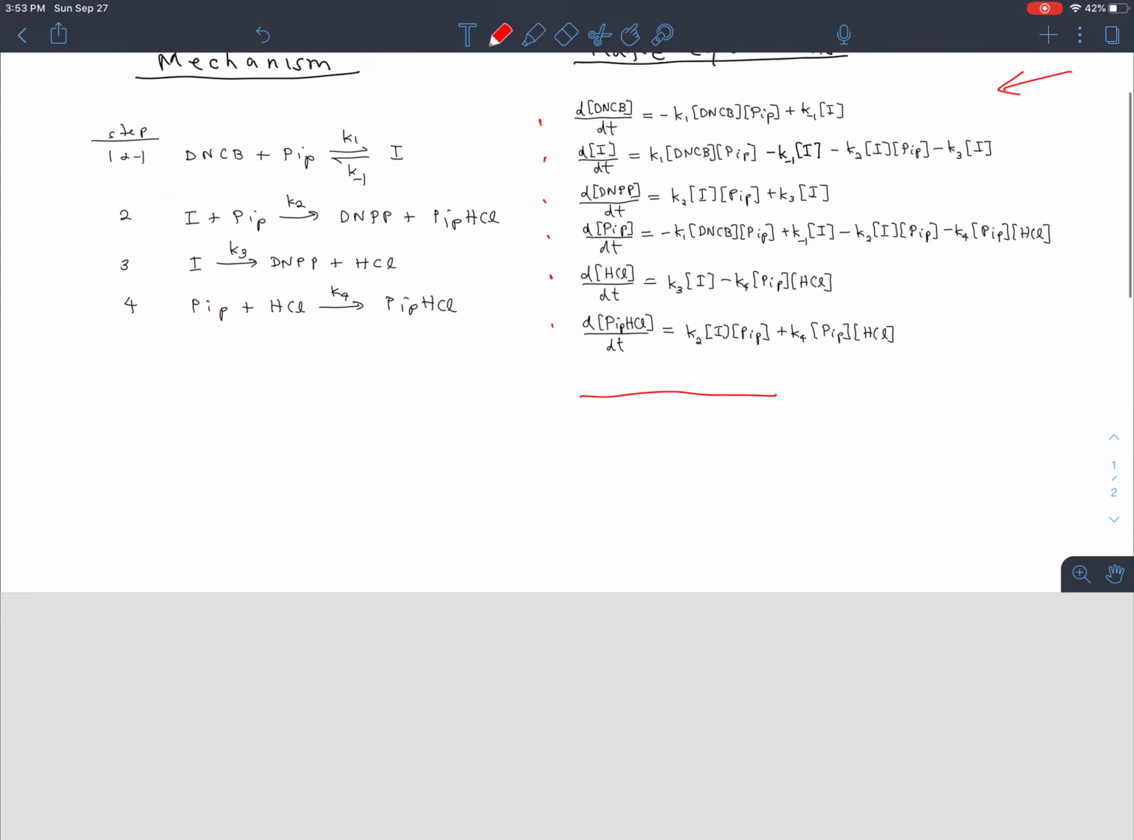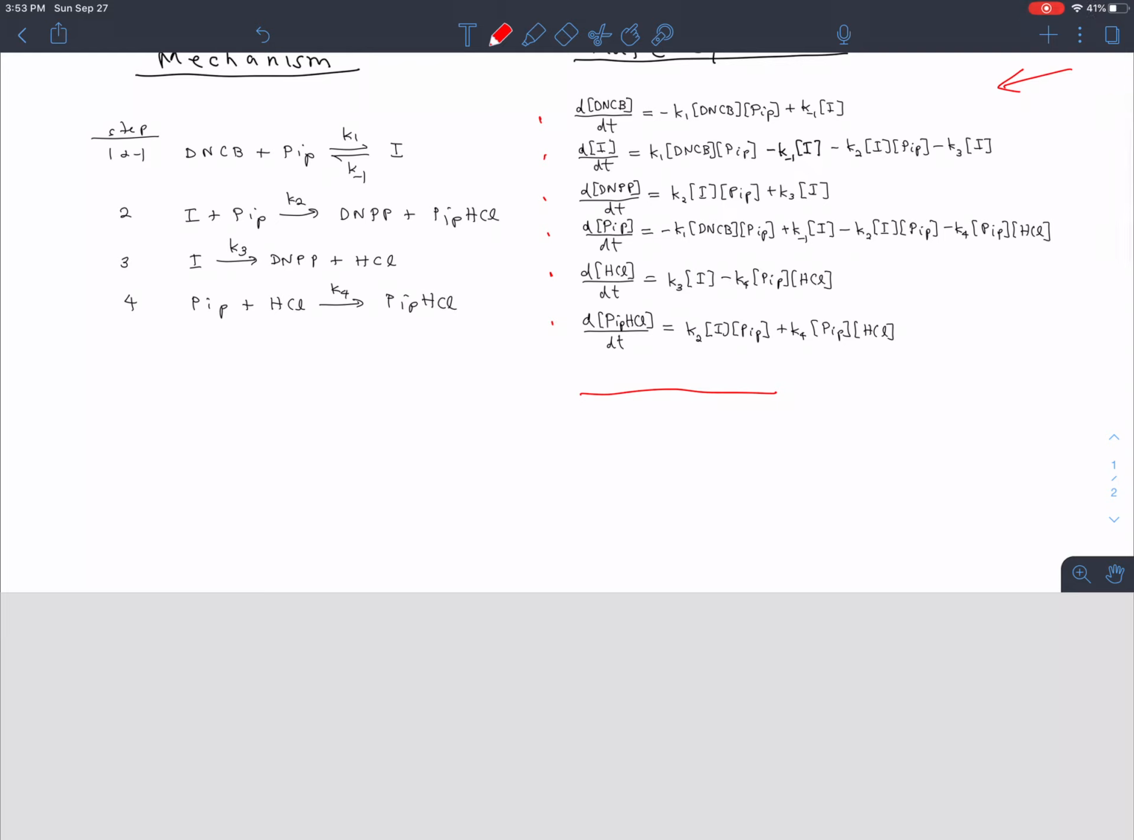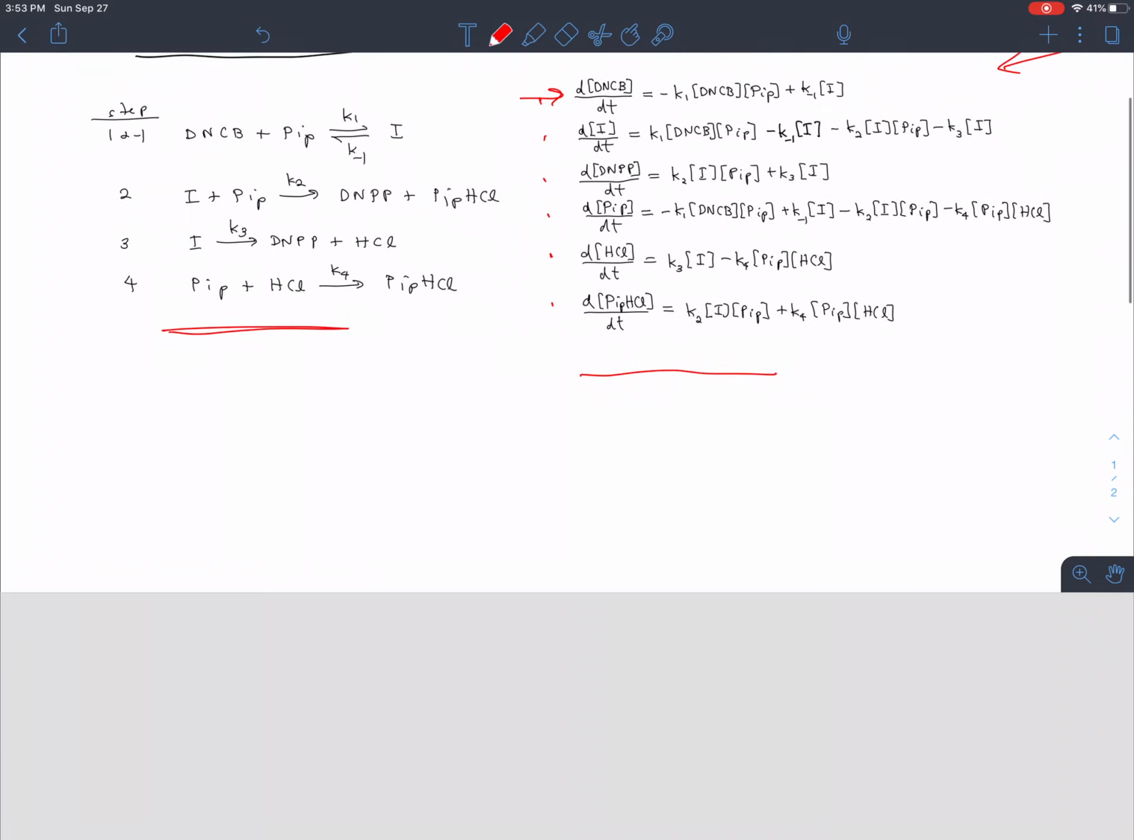So let's go through it from the beginning. First of all, there's one rate equation for every chemical species in our mechanism over here. Let's write down what the chemical species are. First of all, there's DNCB. That's a species here. There's piperidine. There's this intermediate. There's intermediate piperidine. Then there's DNPP. And then there's PipHCl.